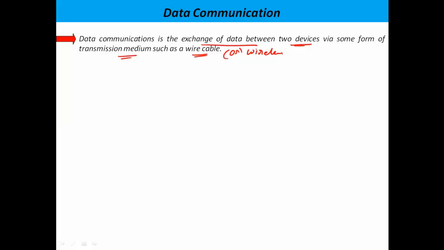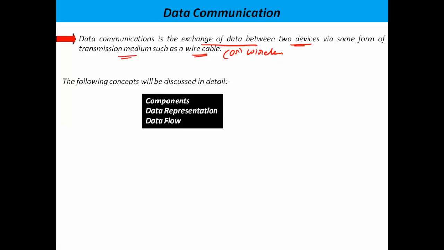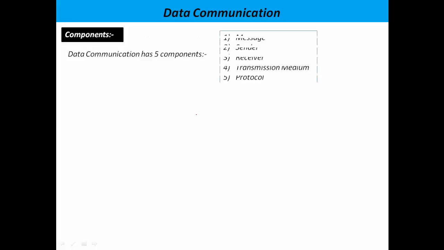As we are discussing the basic computer networking, let's stick to our discussion of the wired medium. The following are the concepts to be covered. What are various components in communication, data representation formats, and how data flow occurs. In total we have 5 components. First one is the message to be transmitted, then sender and receiver. Finally, the medium, and the most important thing is protocol.